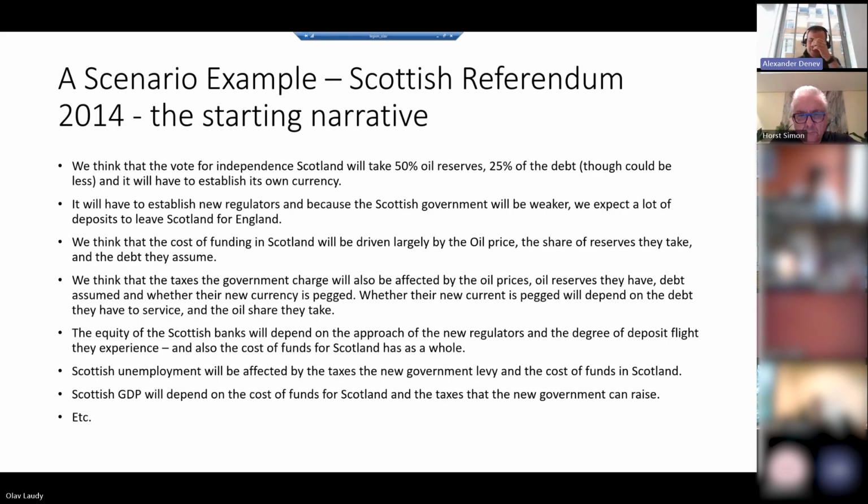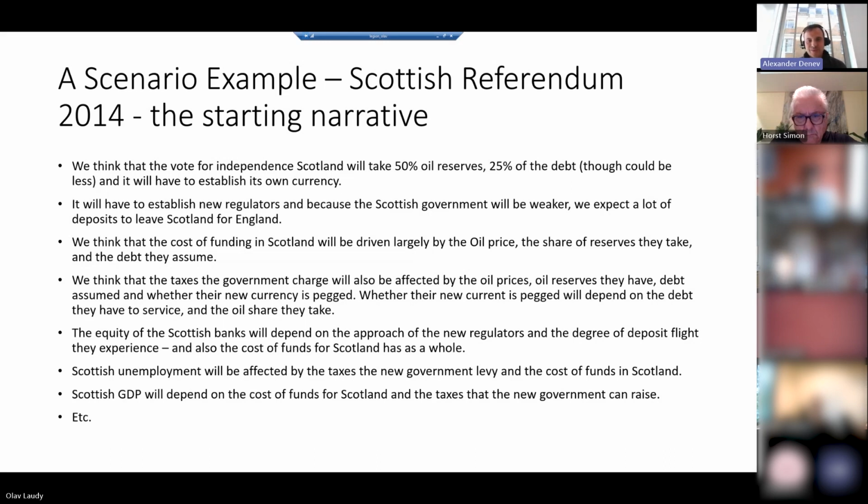Back in 2014, I was commissioned by an asset manager to think about what would happen if Scotland went out from the UK. And there was a referendum back in 2014. And I had an economist. I started from a narrative. Of course, we're not going to analyze now the detailed narrative, but I'll read some sentences to show how the reasoning was flowing and how we translated this in a Bayesian net.